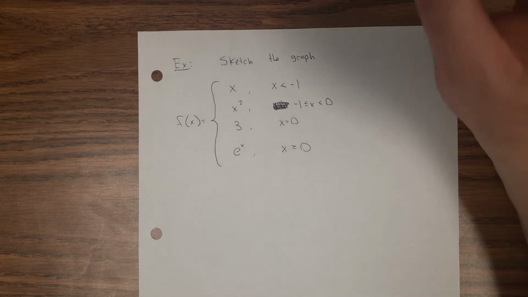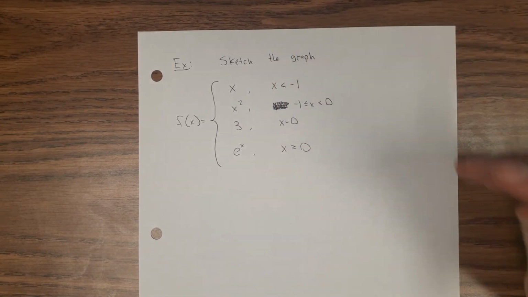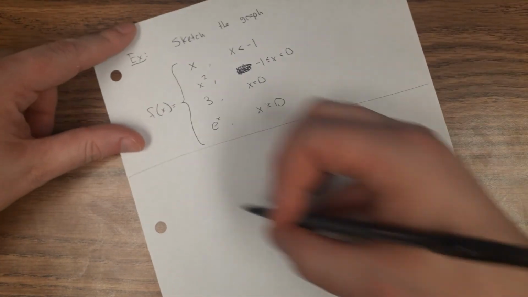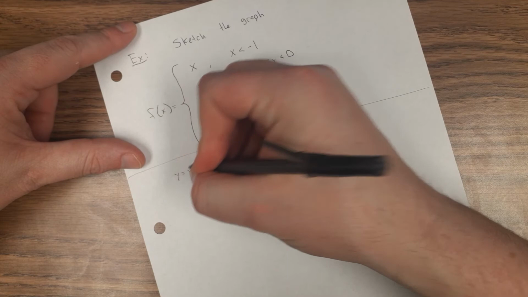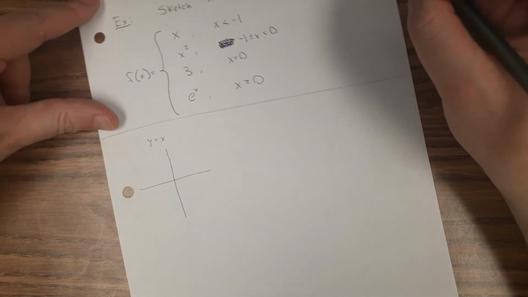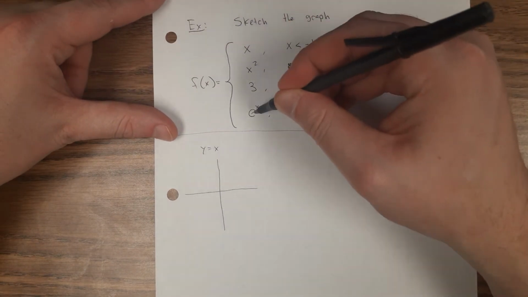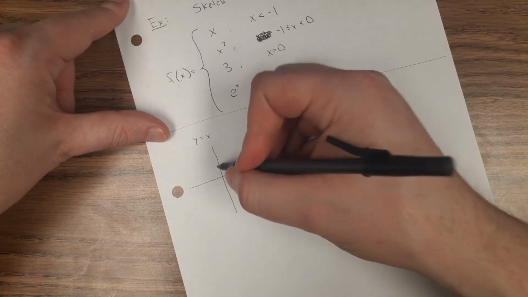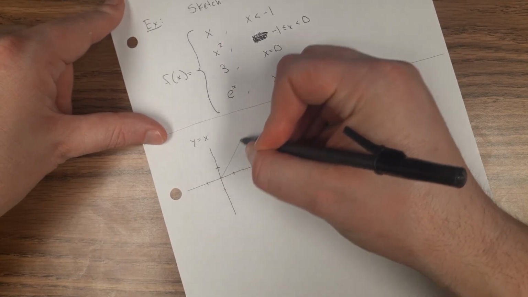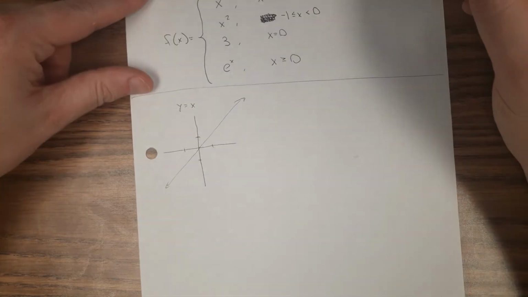Let's do a slightly more complicated one. This one has 4 lines. I'm just going to go about this pretty much the same way, though. I'm going to graph each one of these. The first one is just y equals x. We all know what that looks like.